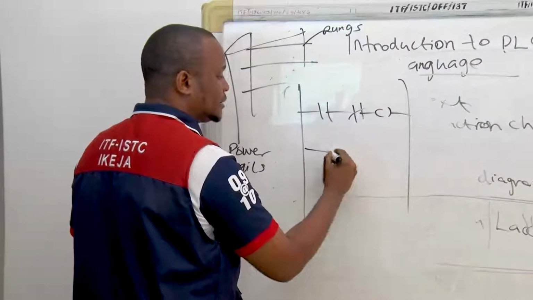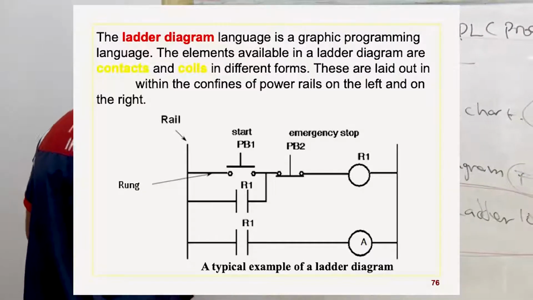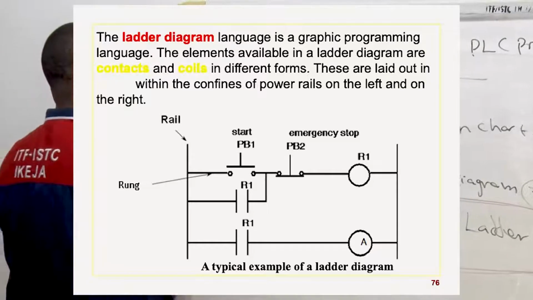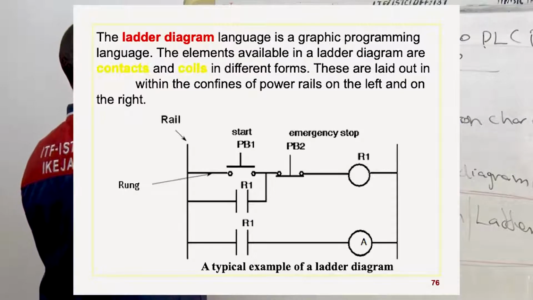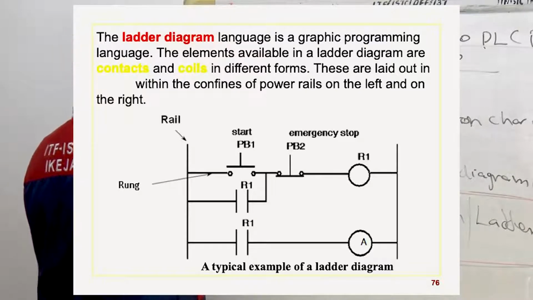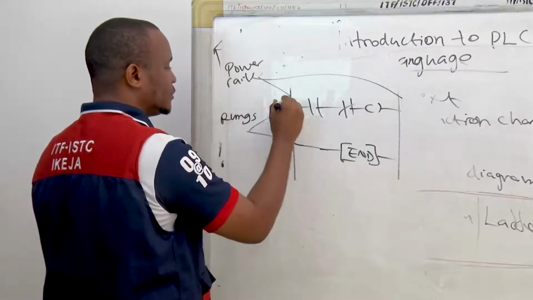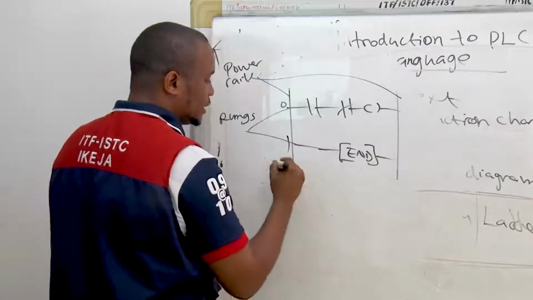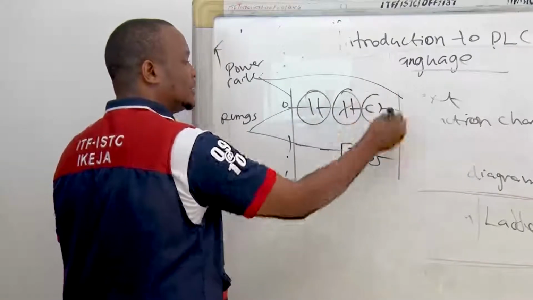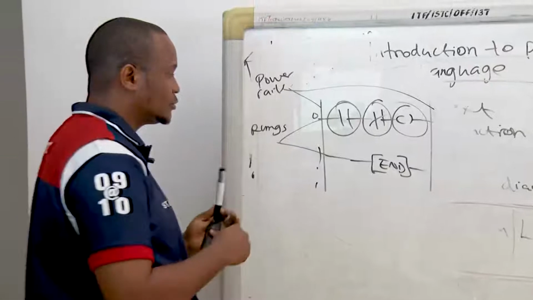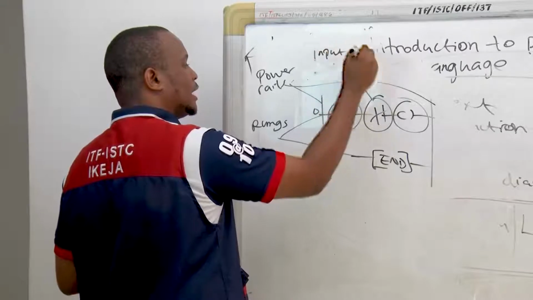So this is how a typical PLC ladder diagram looks. This is called a ladder logic. These are the power rails, and this is called the rungs. You can label them as rung 0, rung 1, rung 2, and so on. And these are the contacts, which we are going to be learning in a short while. These are the input contacts.